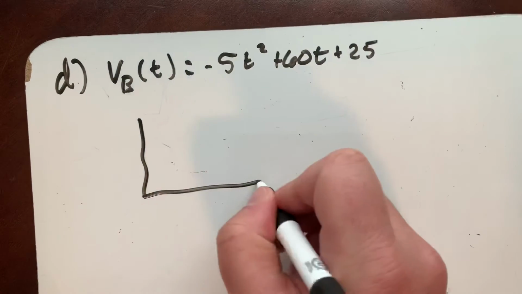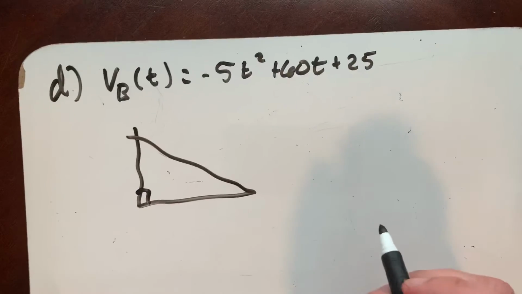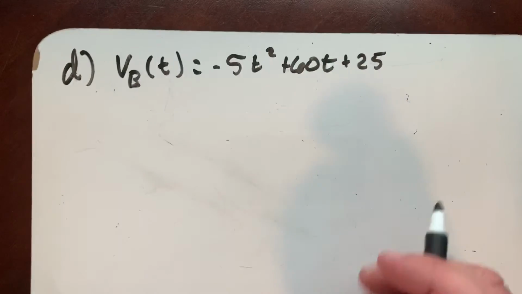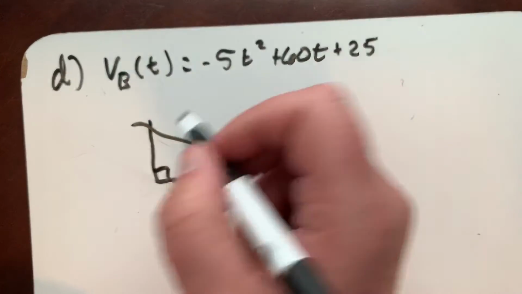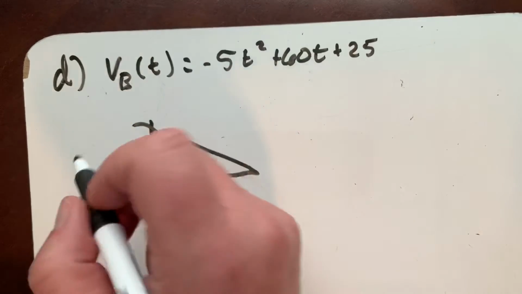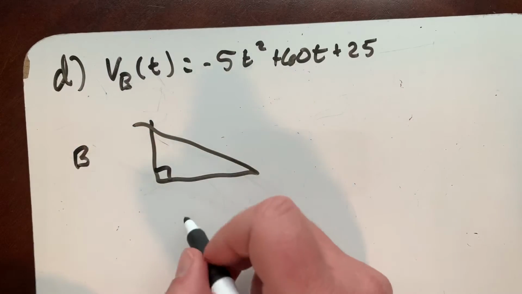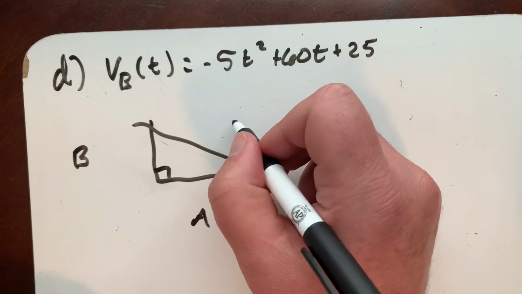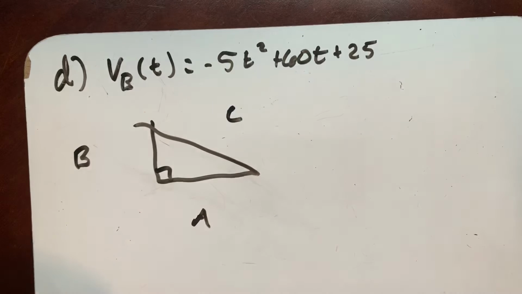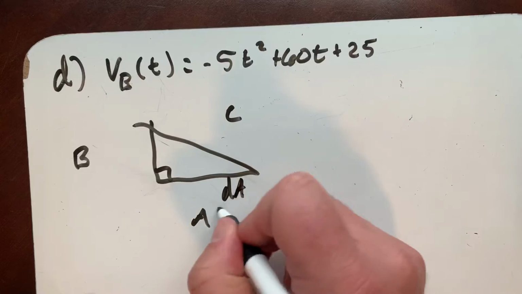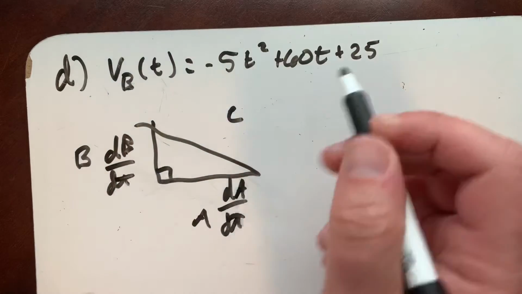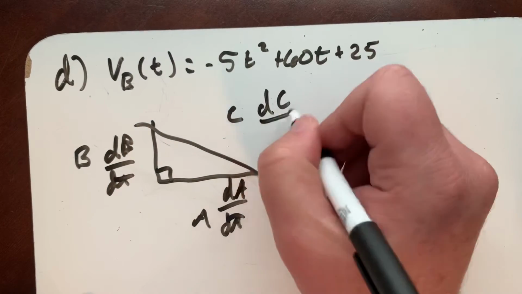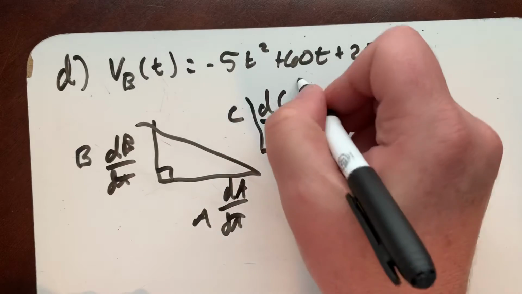We got someone going north. Sorry about that. That is a wiggly line. So let's see, what did we do? We have B. That's my B guy going north. A is going east, and then we have C. So we're setting up a Pythagorean problem here. So we need to find dA/dt, we need to find dB/dt, and we need to find dC/dt. And that's actually what we're looking for.